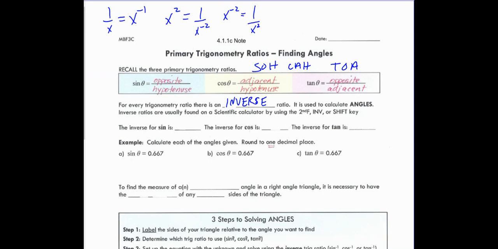So what is the inverse of sine then? Well, the inverse of sine is sine to the negative 1. What's the inverse of cos? Cos to the negative 1, and tan to the negative 1.